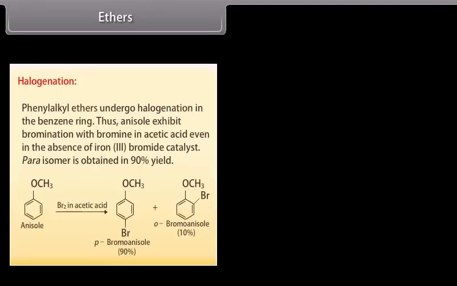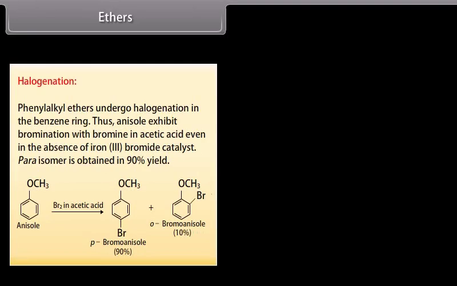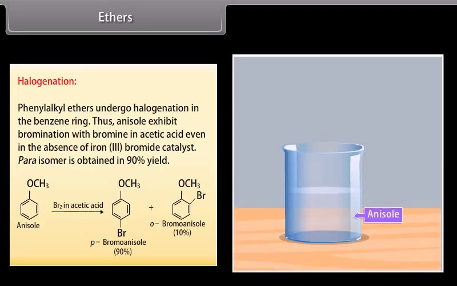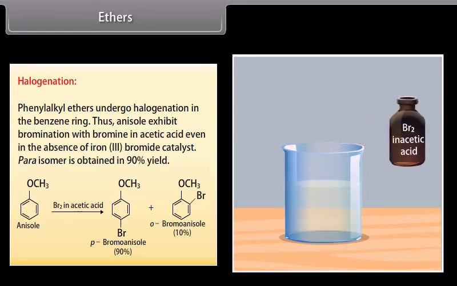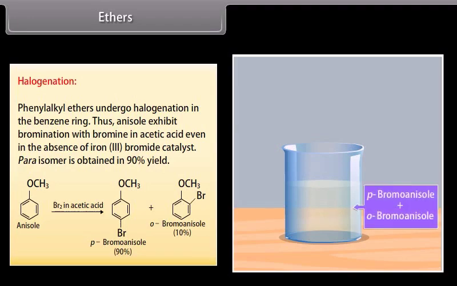Halogenation. Phenyl alkyl ethers undergo halogenation in the benzene ring. Thus, anisole undergoes bromination with bromine in acetic acid even in the absence of iron(III) bromide catalyst. The para isomer is obtained in 90% yield.